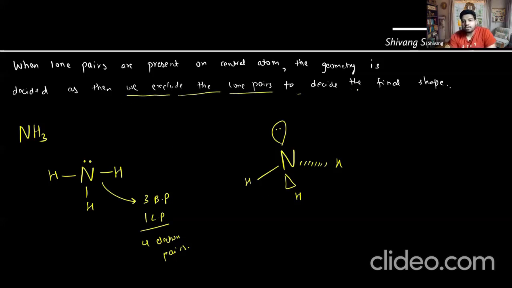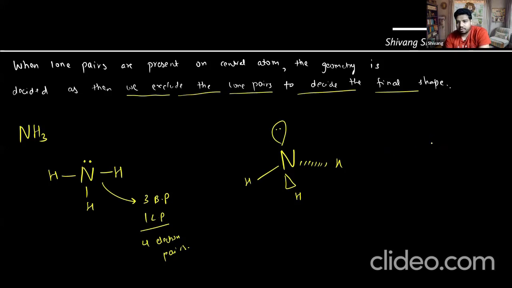We exclude the lone pairs to decide the final shape, right? We exclude the lone pairs to decide the final shape. Okay. So we're going to exclude it. So now it's going to look like this. N, then H, H, and H.